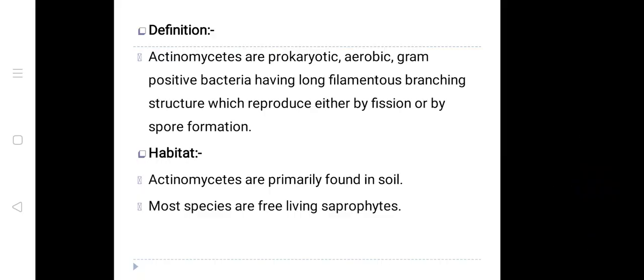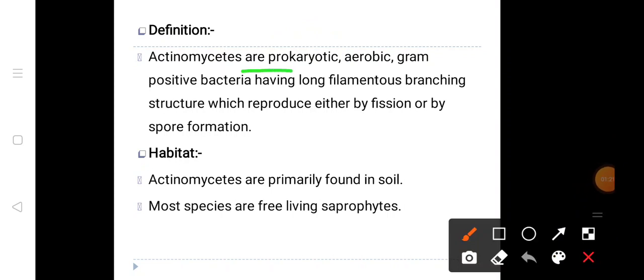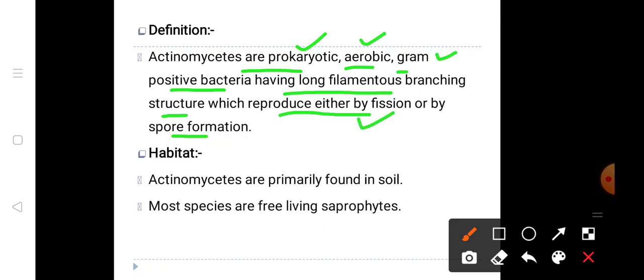First of all, we will start with the definition. Actinomycetes are prokaryotic, aerobic, gram-positive bacteria. They have a long filamentous branched structure and reproduce either by fission or by spore formation. Aerobic means they require the presence of oxygen. Like fungi, they have a filamentous structure.